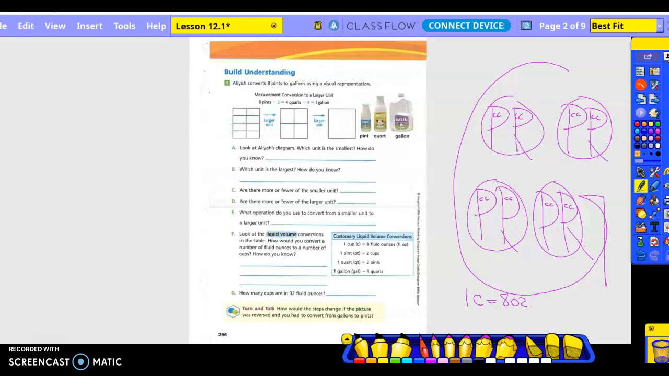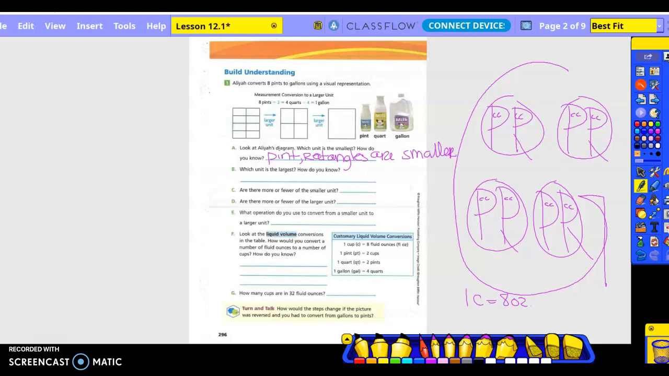Look at Alita's diagram. Which unit is the smallest? How do we know? Which was the smallest: the gallon, the quart, or the pint? The pint was. We can tell by its size, because its rectangles are smaller. So pint.